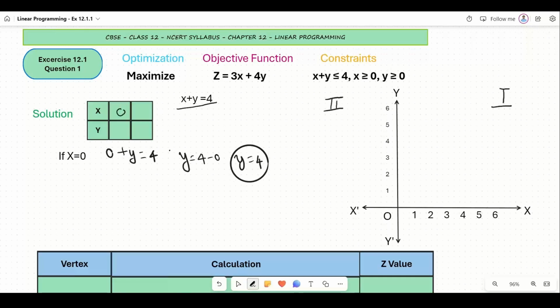So if we have 0 as the value for x, then the value that you are getting for y is 4. Similarly, we will assume that if y is equal to 0, what will be the value for x? That is what we are going to find now.